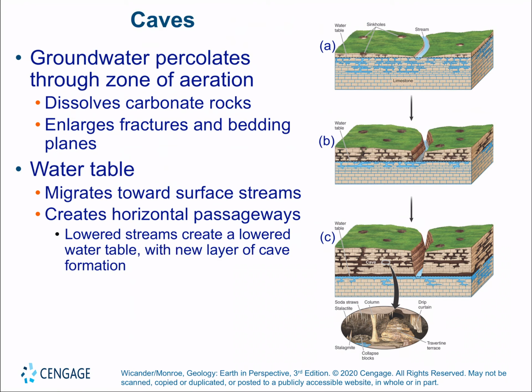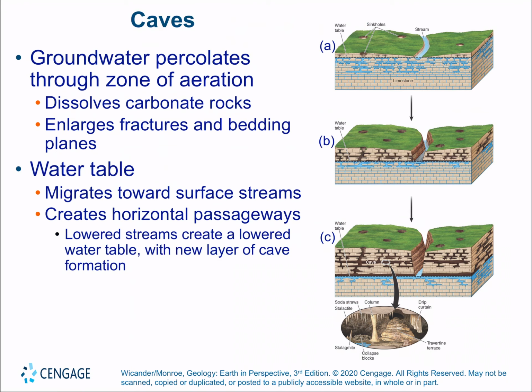Now, the way the cave is formed, you have groundwater that percolates through the zone of aeration. It is going to dissolve the carbonate rocks. Your fractures will be enlarged. Your bedding planes will be enlarged. You will hit the water table, and your water table will start to migrate towards your surface streams. It is then going to create those horizontal passageways. The lowered streams create a lowered water table, and you get a new formation of caves.